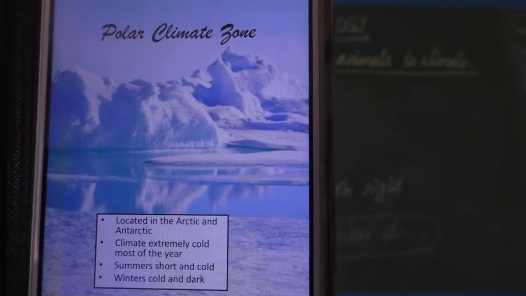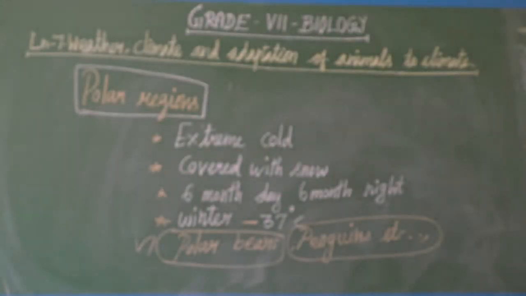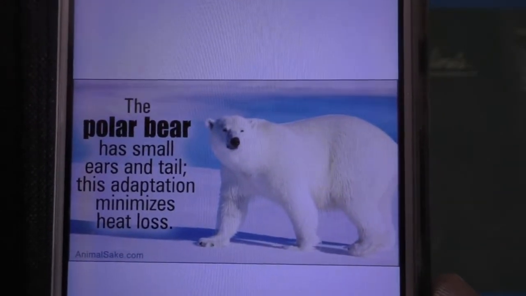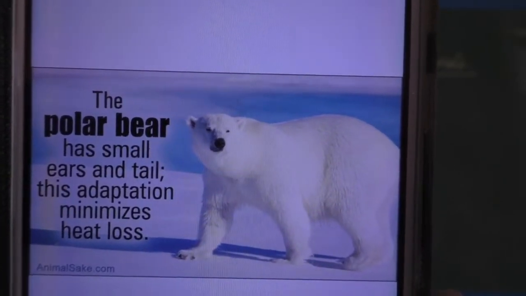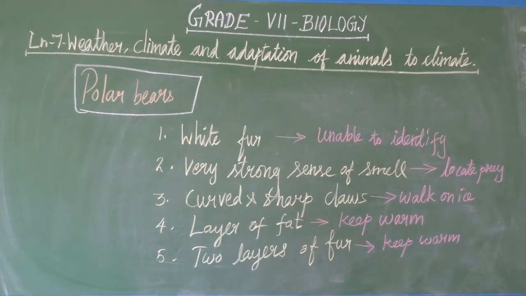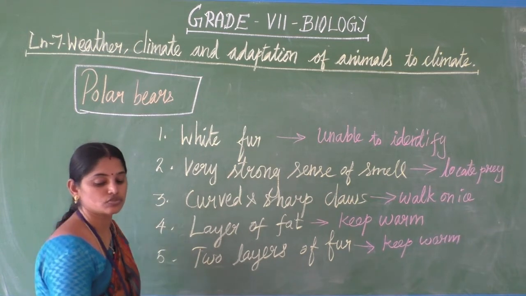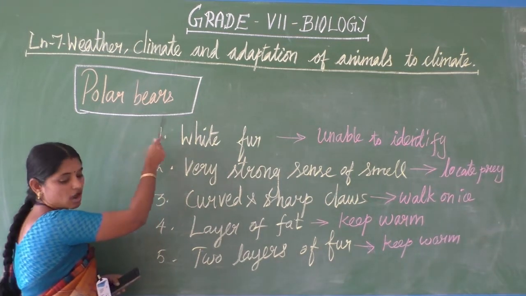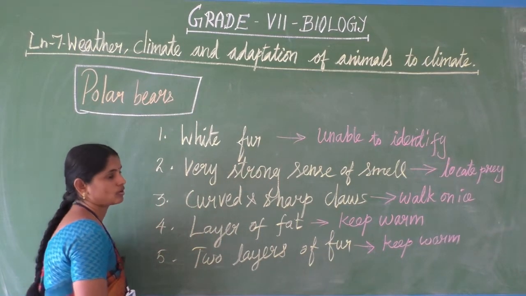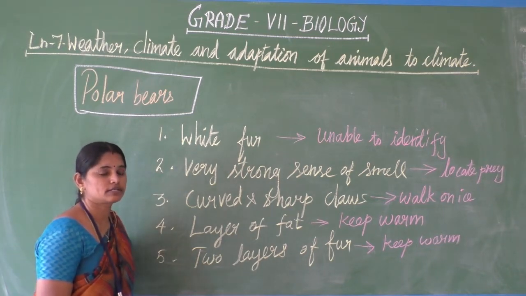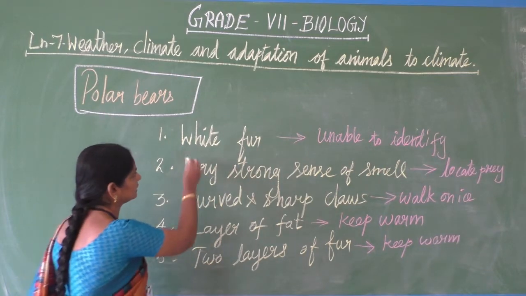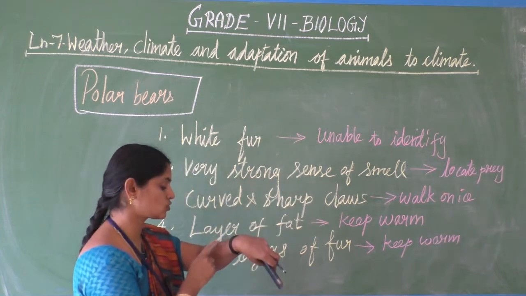Now we will see about the polar bear. See how this polar bear adapted to the severe cold climatic condition. Look children, now we are going to see the adaptation of polar bears in the polar region. Okay, we know the polar bears are very white in color, isn't it? Snowy white, that is white fur. What do we call the hair? Fur.